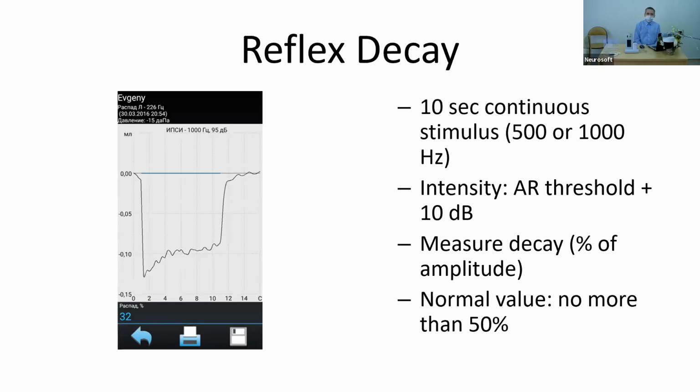In a normal patient, there will be almost no reflex decay, so it will maintain almost the same strength. The reflex will be present for the whole duration of the stimulus. But for some pathologies, the reflex may decay very quickly. So the normal value is that decay should be no more than 50% over the whole 10-second time.